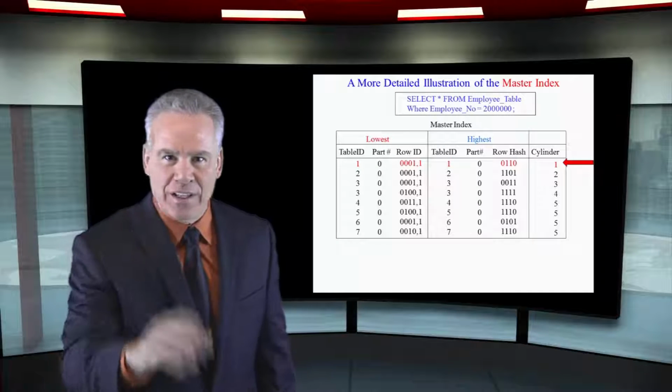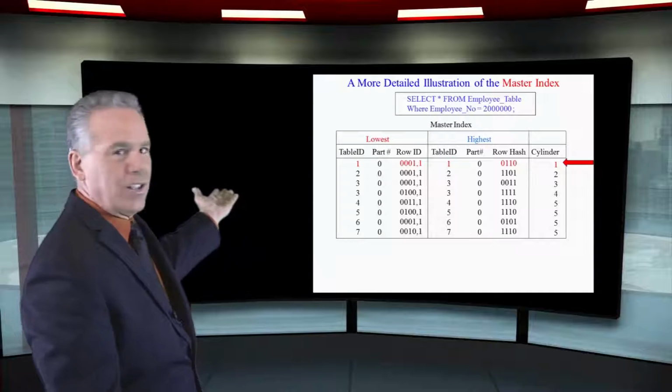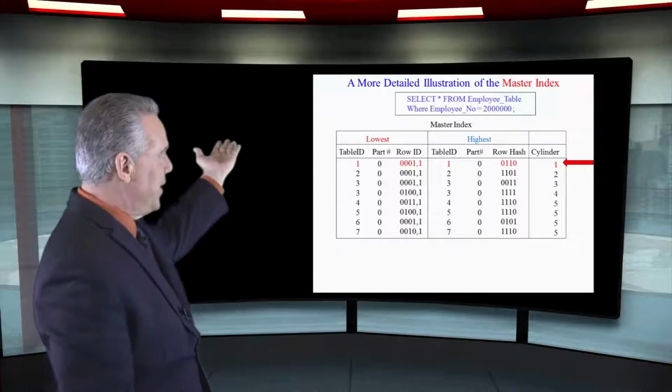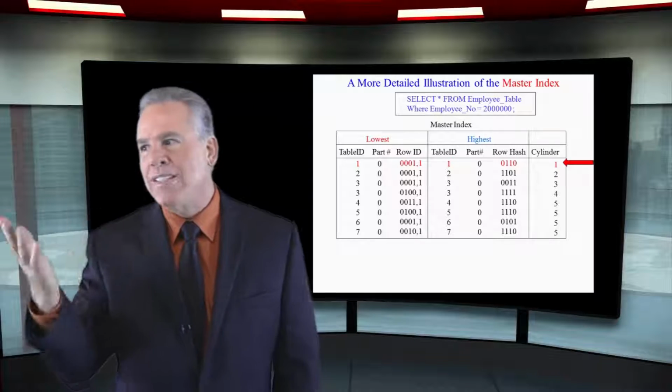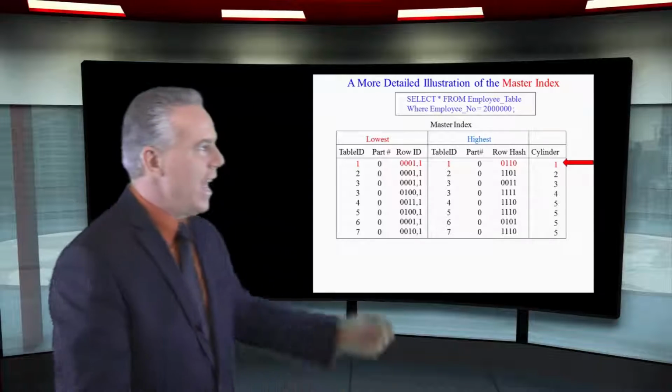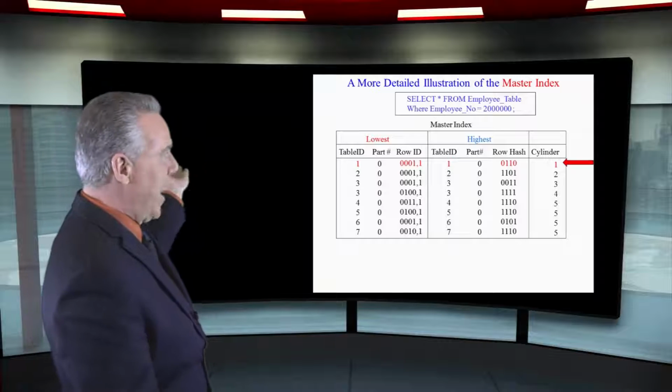Now, take a look at this. Here's your master index, and in front, it has the table ID. So if it says, listen, I'm looking for the employee table, well, that's table ID 1. It knows that, and it can go to table ID 1.